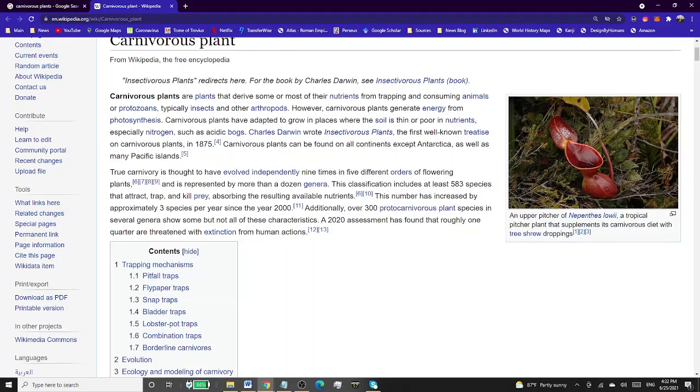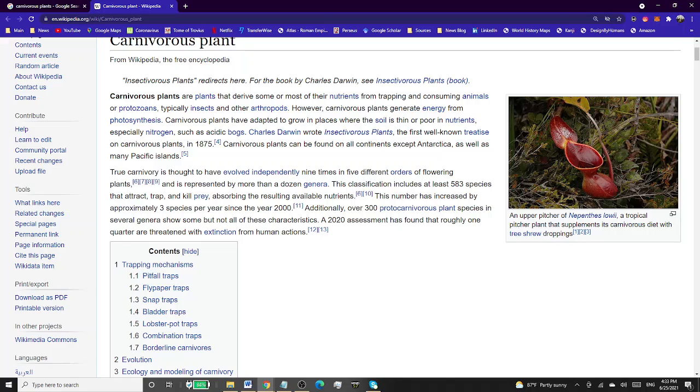Let's get to it. They are plants that derive some or most of their nutrients from trapping and consuming animals or protozoans, typically insects or other arthropods. And this is the key difference which makes them so weird. Plants are supposed to be the difference from heterotrophs. They are not supposed to eat things. Plants that do eat things are a bit odd. You're supposed to photosynthesize. You can make your own food. Why would you need to eat food if you can just make your own food? There's no reason for that.